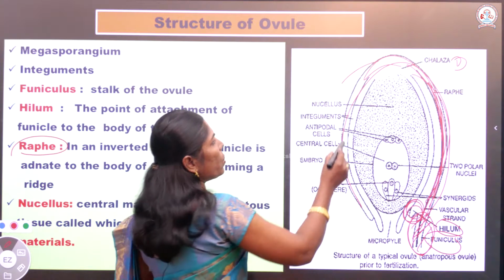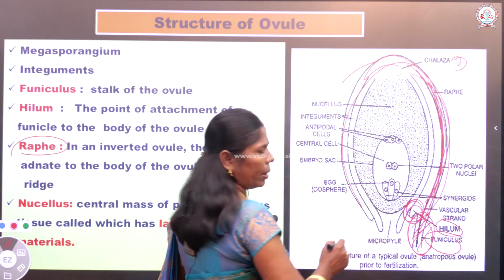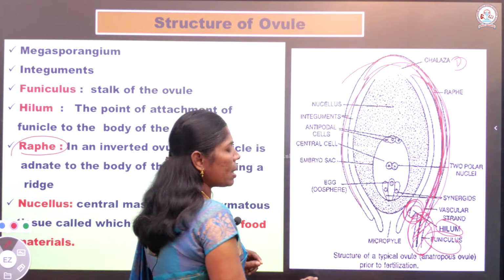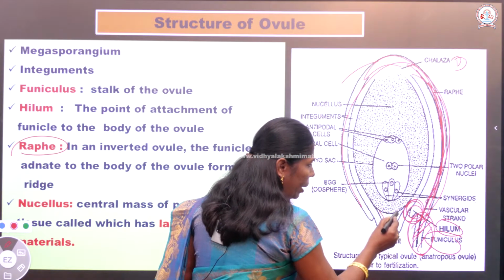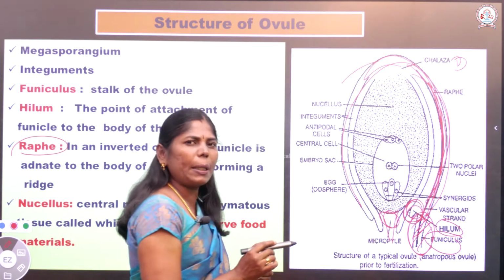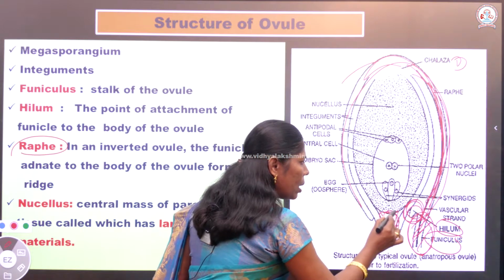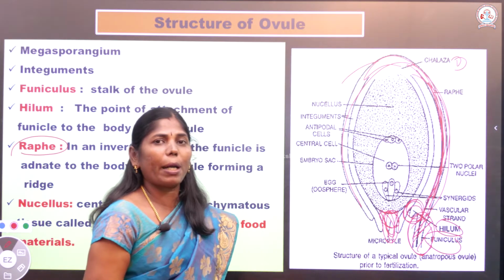So the nucellus is not totally covered. The top of the ovule is not covered by the integument, leaving a small space. This space is known as the micropyle.